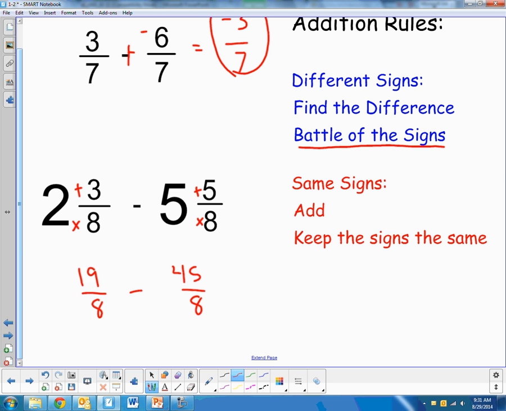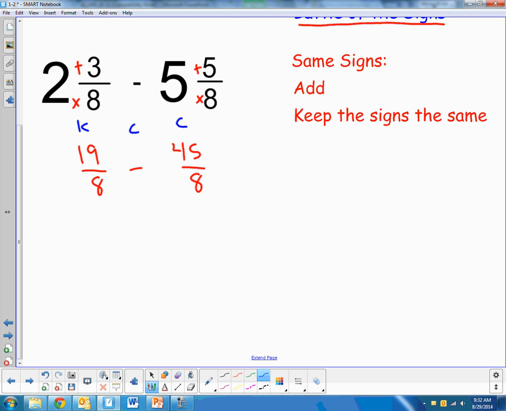And now I'm subtracting. But again, I don't have any rules for subtraction. So I'm going to have to keep, change, change. I'm going to keep the first number the same. I'm going to change the sign to an addition. I'm going to change the sign on the next number. So if I do that here, I'm going to end up with 19/8 plus negative 45/8.